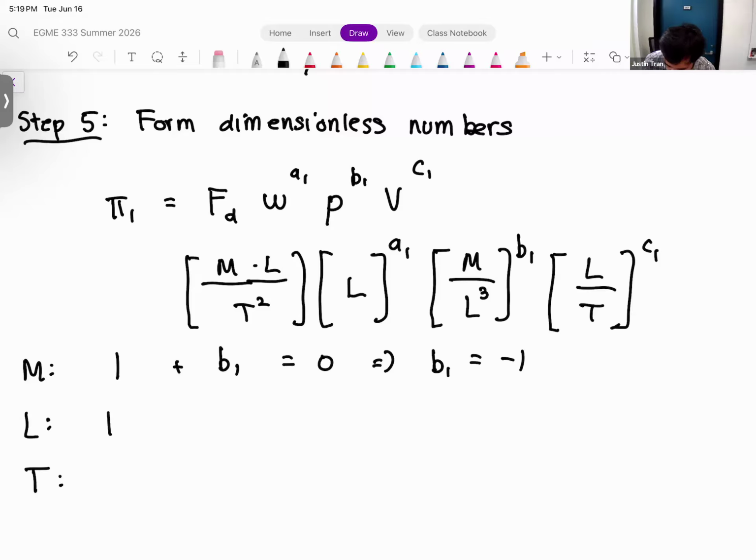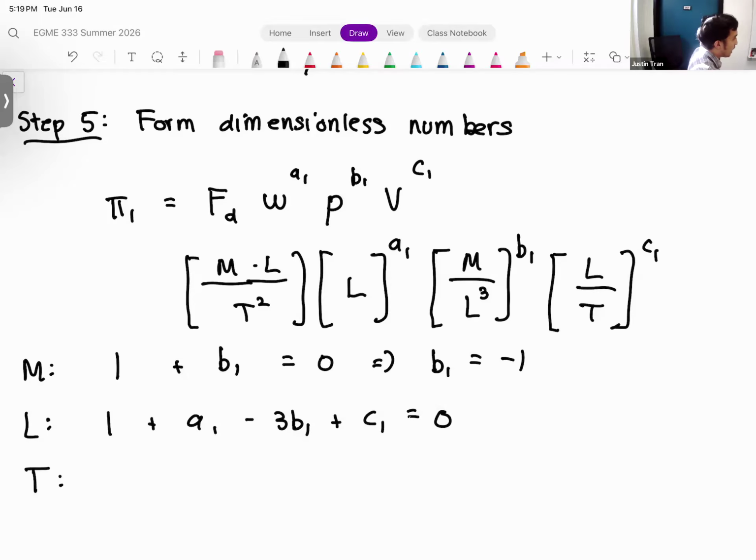All right, for the length, you have a positive 1 plus A1 coming from the width. You have a -3B1 coming from the density, plus C1 coming from the velocity. So just like our previous example, length is probably your most common dimension. That's usually going to be in all three of your repeating variables. There's usually no way around that. Length is just very common. So we can't solve this straight up, right? We can plug in for B1, but we don't have enough equations to solve for A1 and C1. And so we do need the time equation here.